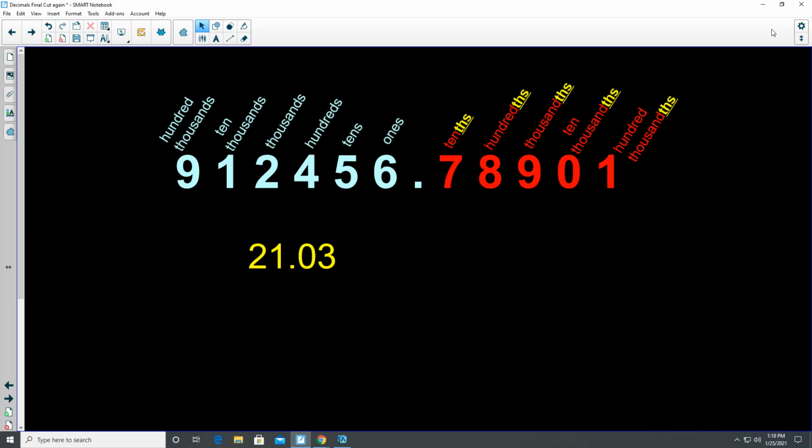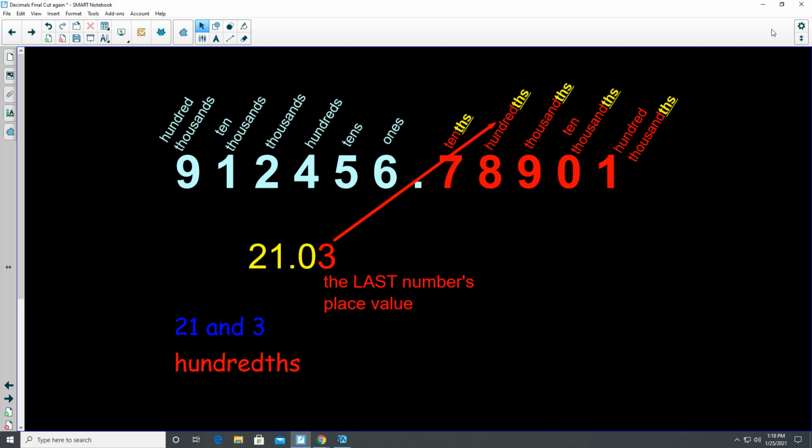How about this one? We're going to say this entire number. In the middle, we'll say and. Say this entire number over here, and then say the last number's place value. So this entire number is 21, and is in the middle. The entire number over here is 3, and then this last number is in the hundredths place. So we have 21 and 3/100ths.